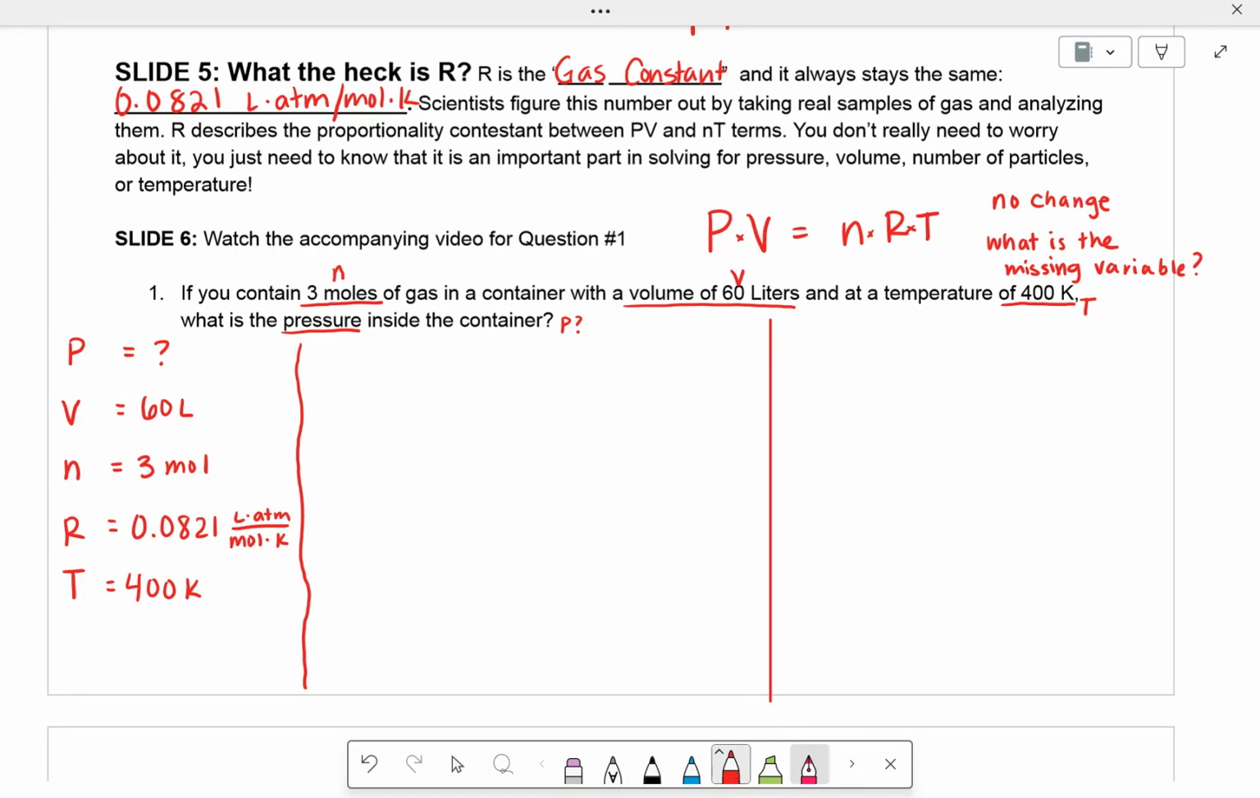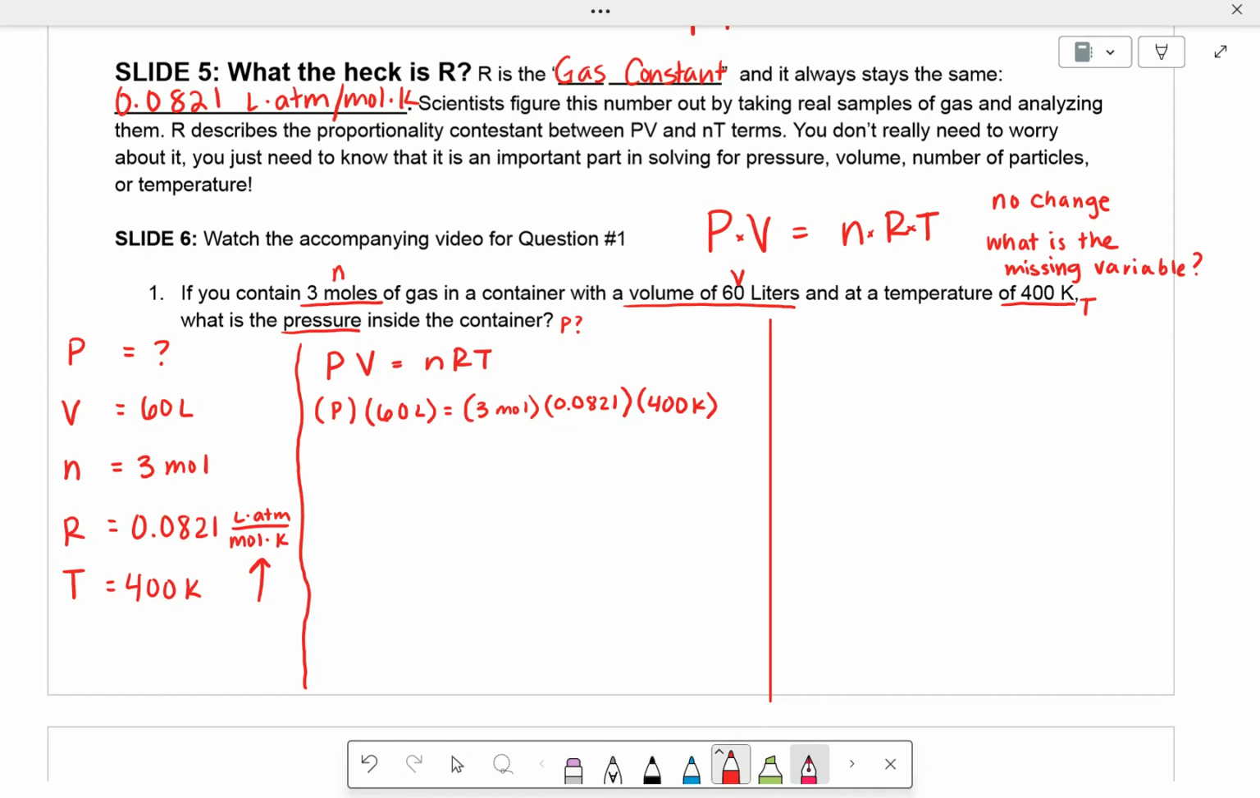The first version I'm going to do is called plug and chug, where we just have our equation and we plug in what we know. We don't know pressure, we're going to leave it as P. Volume is 60 liters. n is 3 moles. R is our gas constant. Again, if you have your list over here and you use the units here for the gas constant, I will be okay if you do not use your units in this big long equation for only the gas constant. Everything else I want to see units for.